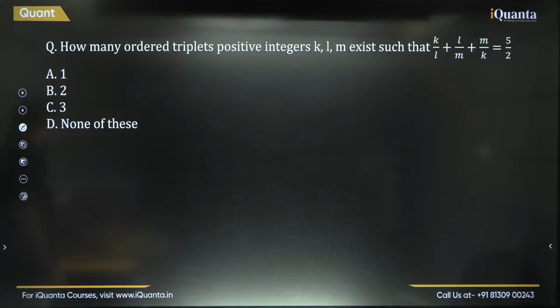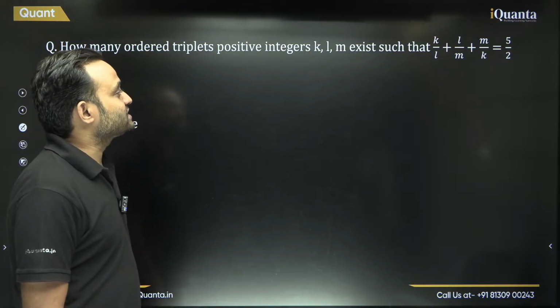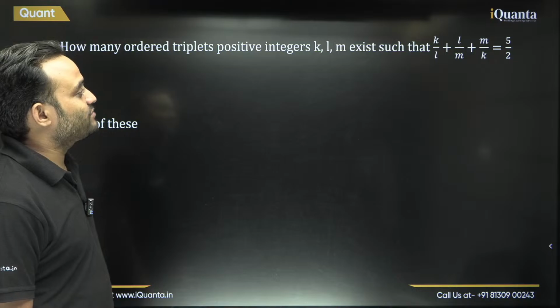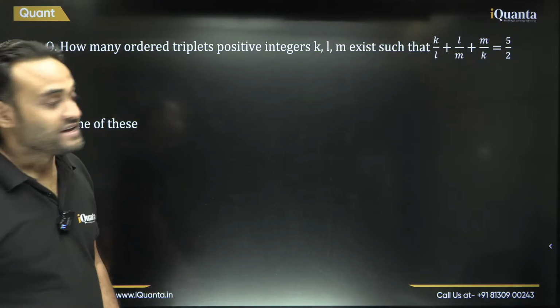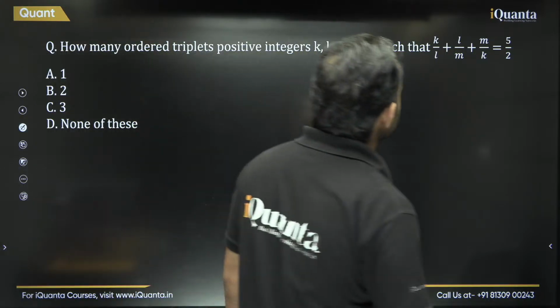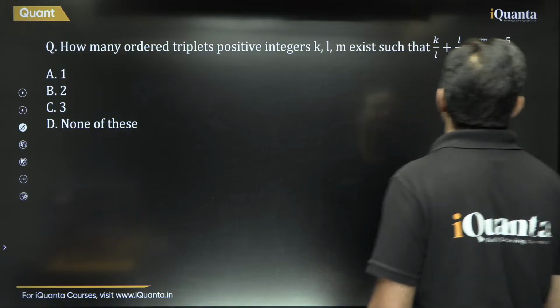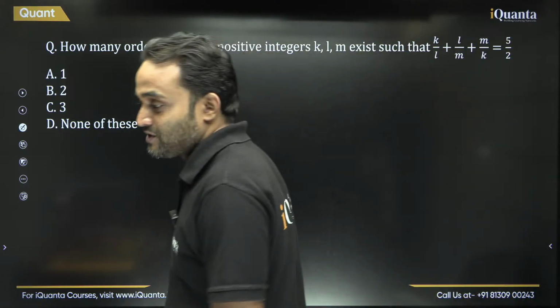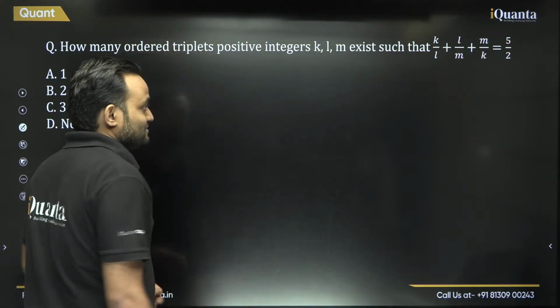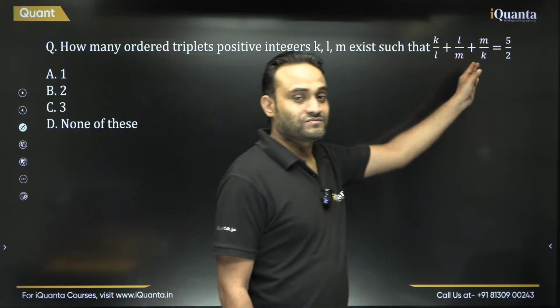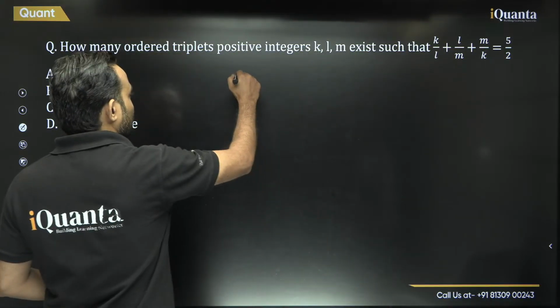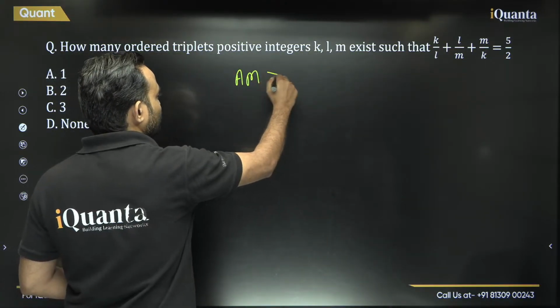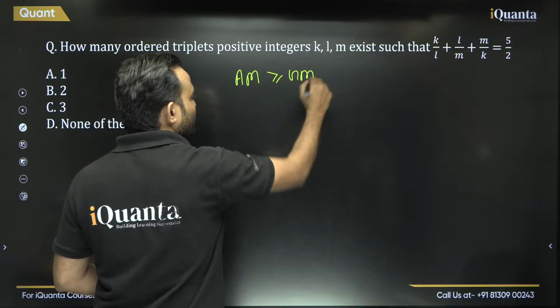What's the answer of this question? Option D. How many ordered triplets of positive integers k, l, m exist such that k upon l plus l upon m plus m upon k is 5/2? How do we solve this? Say all these three. Can I say that arithmetic mean is always greater than or equal to geometric mean?